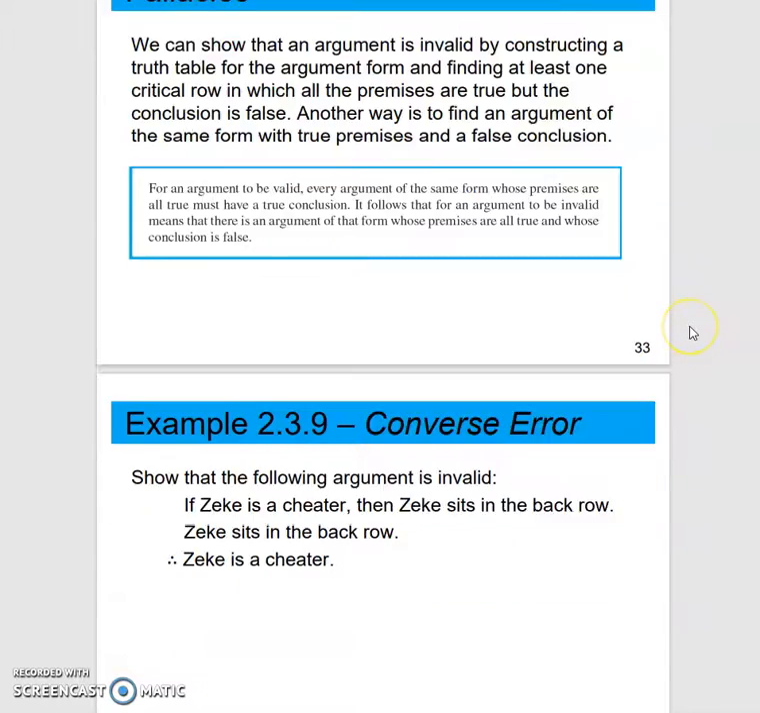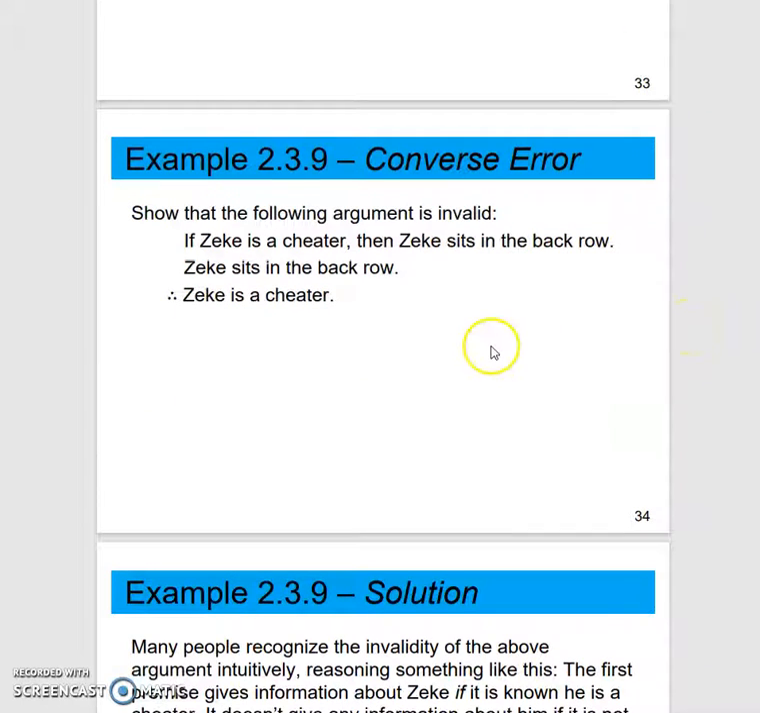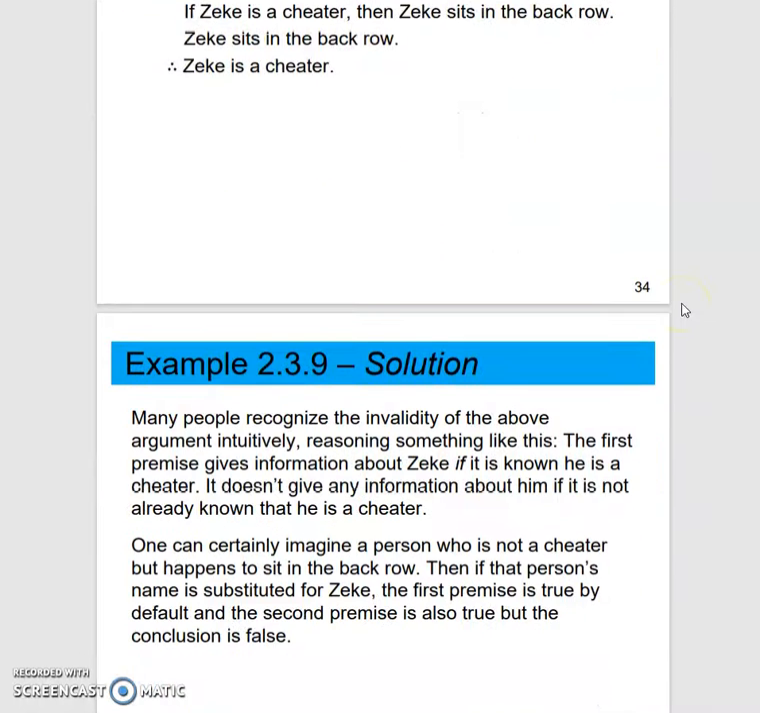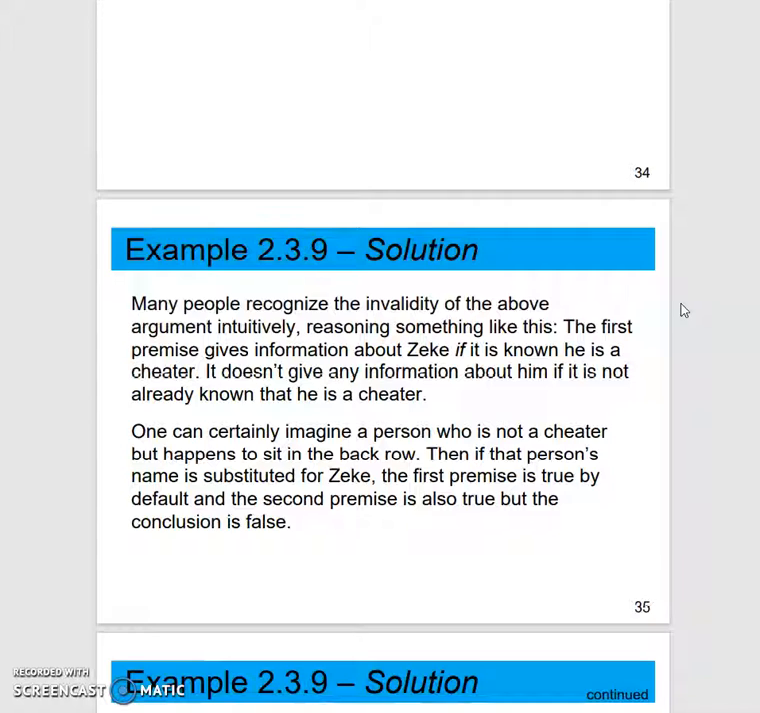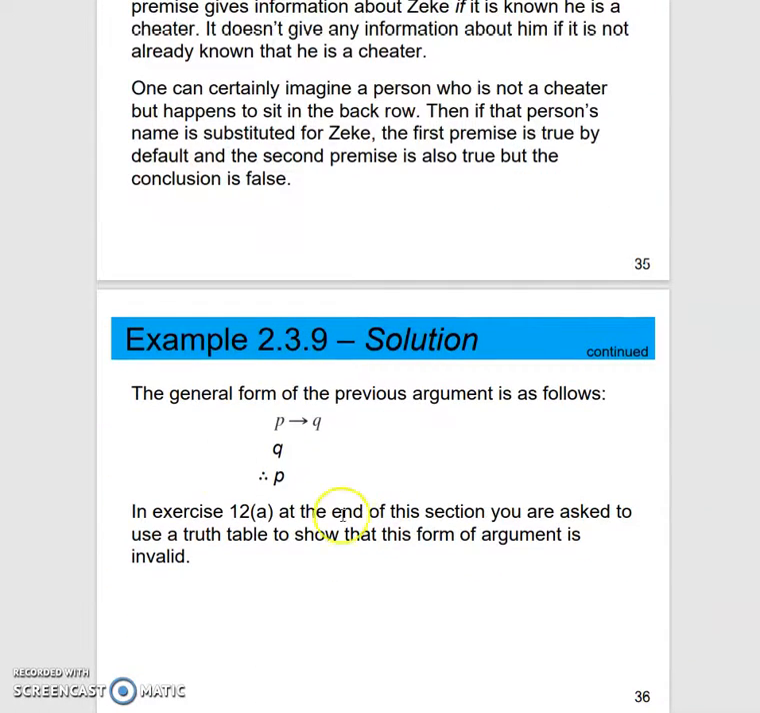So let's start by showing what we call the converse error. So we'd say if Zeke is a cheater, then Zeke sits in the back row. Zeke sits in the back row, therefore Zeke is a cheater. So here I'm saying the Q, the then, is true, and I'm trying to back that to the original. And that is what we call the converse error. And again, this is the general form of that converse error, and again, this is logically invalid.